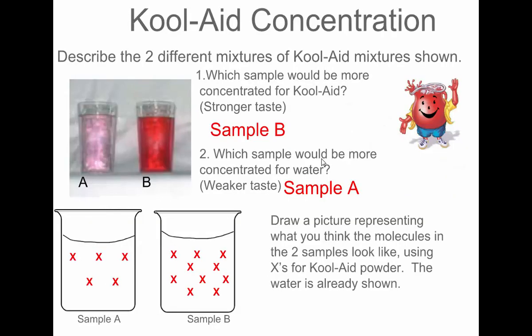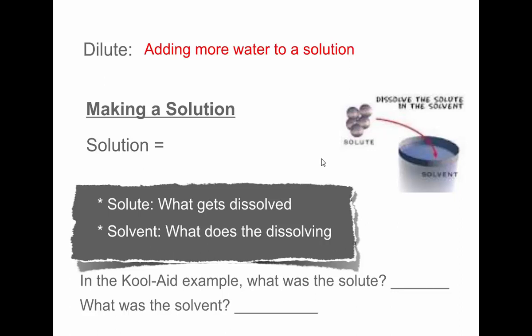Now, let's say I made this Kool-Aid, and it tasted too strong to me. It's too sweet. What could I do? Add more water. Raise your hand, please. Ava? I could add some more water. What we would be doing is called diluting it. As we add more water, what's happening to our concentration of Kool-Aid? Goes down.